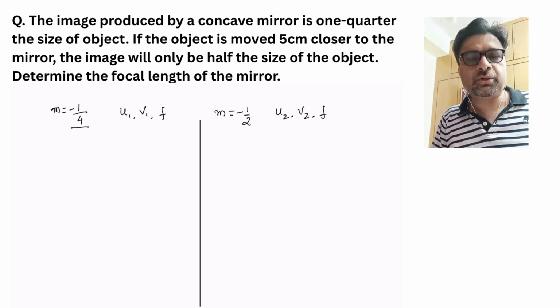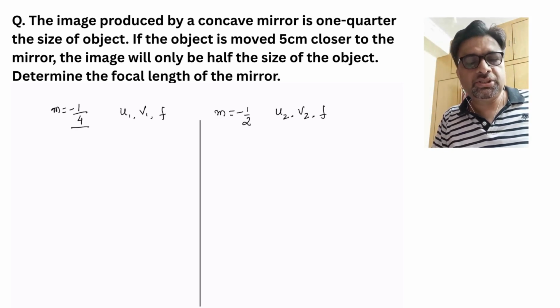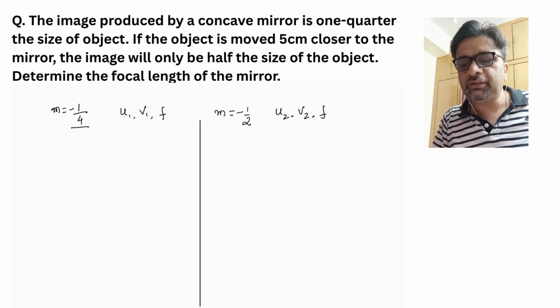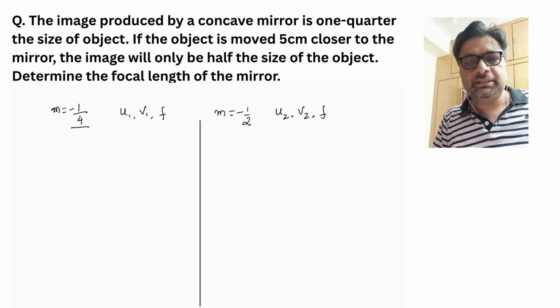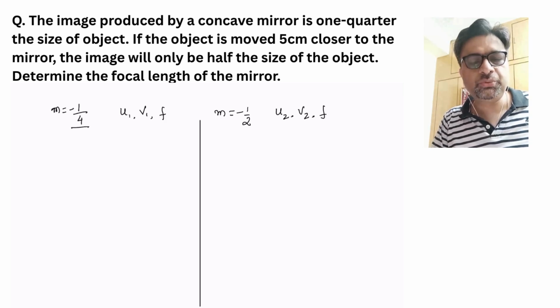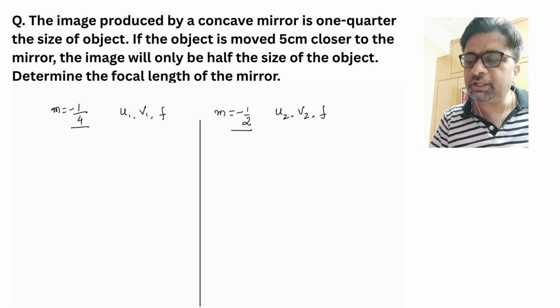We know that when a concave mirror produces a diminished image, it is always a real image, and that's how the magnification is minus. In the second case, for a different position of the object, the magnification is said to be 1 by 2. Once again the image is diminished, which means the image has to be real, and that's how we have m is equal to minus 1 by 2 in the second case.